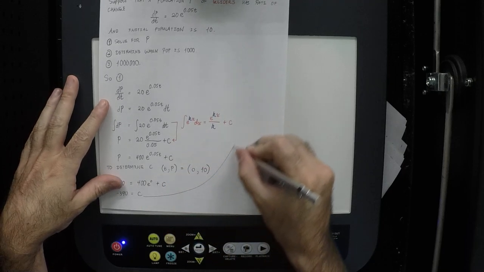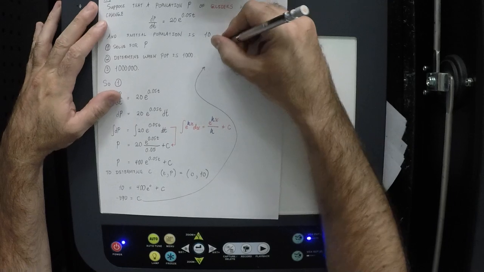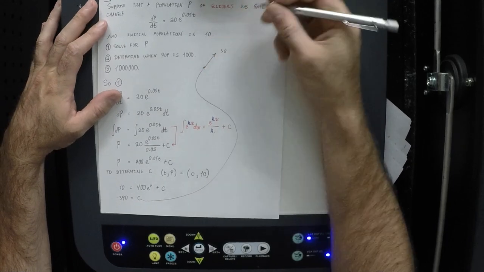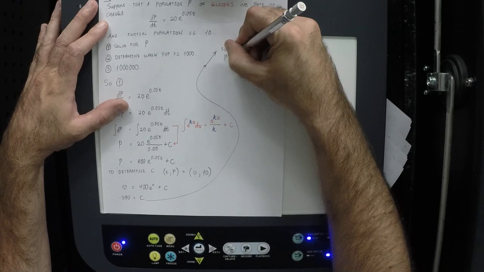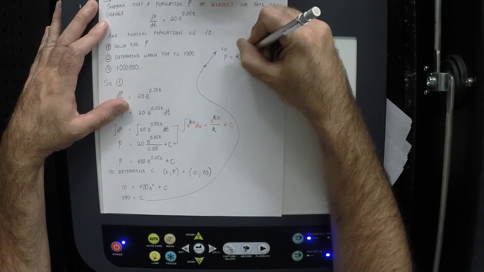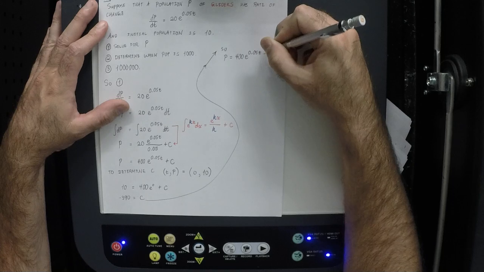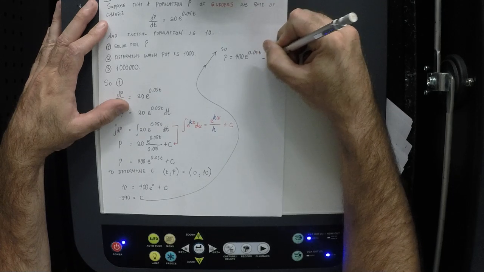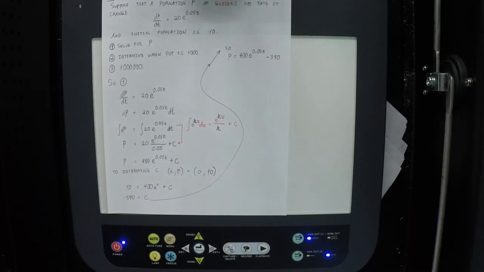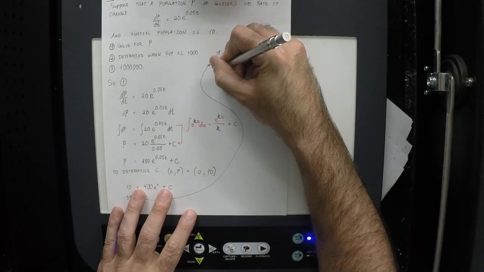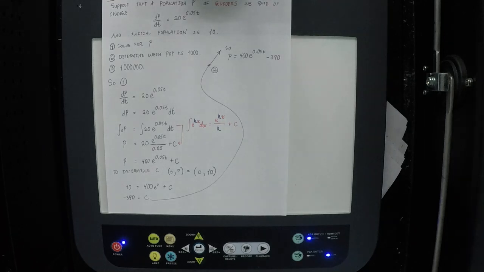So as a result, P is 400 exponential 0.05 t minus 390. Okay. So that's the answer to part one. So to part two. What are we supposed to do for that?